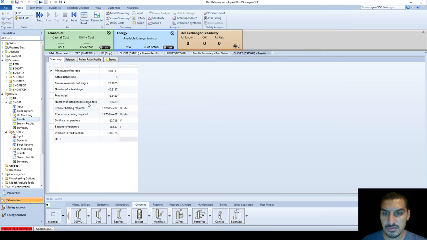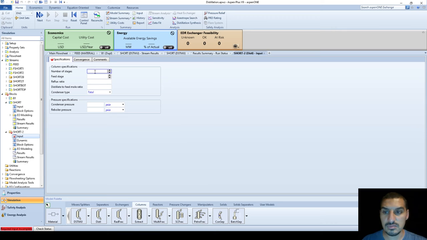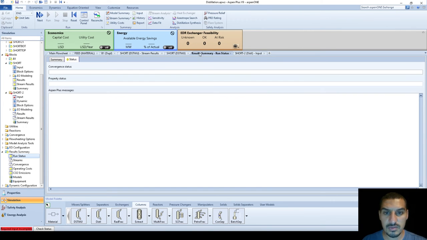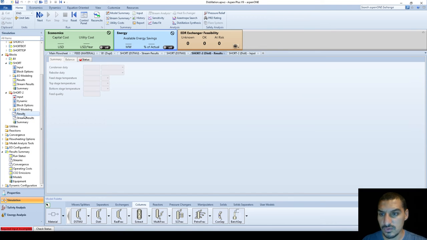from the results summary, we will see that we have all this information here. So I have here the number of actual stages, the feed stage, the number of stages before the feed stage, so I have everything here, and I have the distillate to feed fraction. So these are the inputs that I'm gonna give to this column. For the number of stages, I had the number of stages here. Let's open them together so we can easily go from here to there.